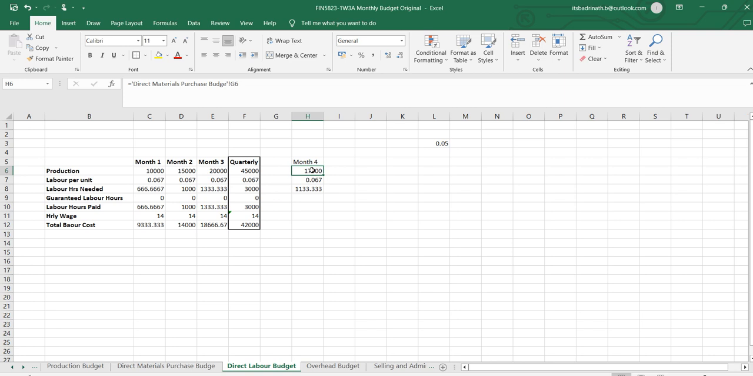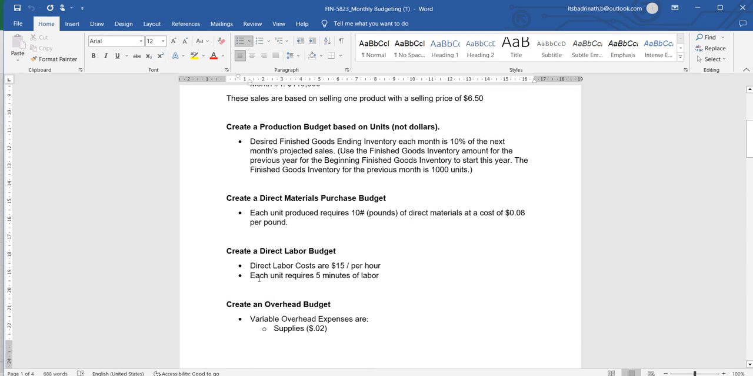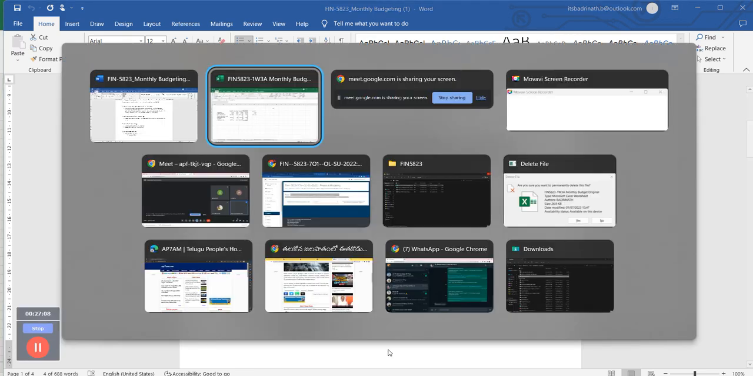Here, labor per unit is 0.067. How is it calculated? What values are given in the document? For producing each unit, it requires 5 minutes of labor. The cost is in hours, but the labor is in 5 minutes, so we have to transform 5 minutes into hours. An hour is equal to 60 minutes, right? So the hours required for 5 minutes will be 5 divided by 60.